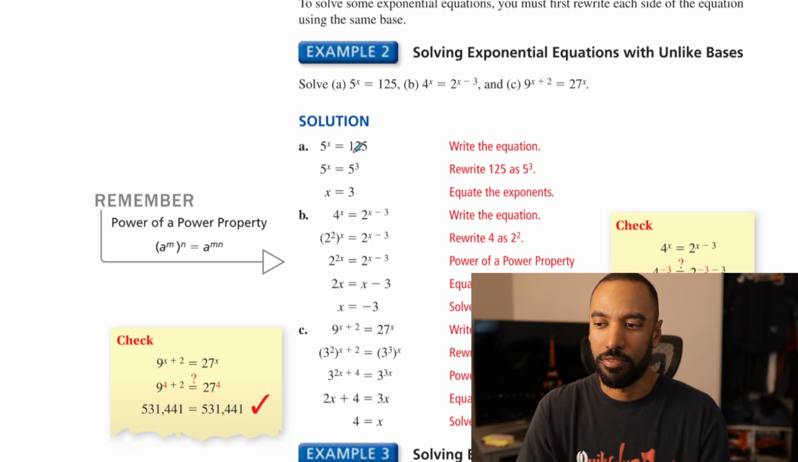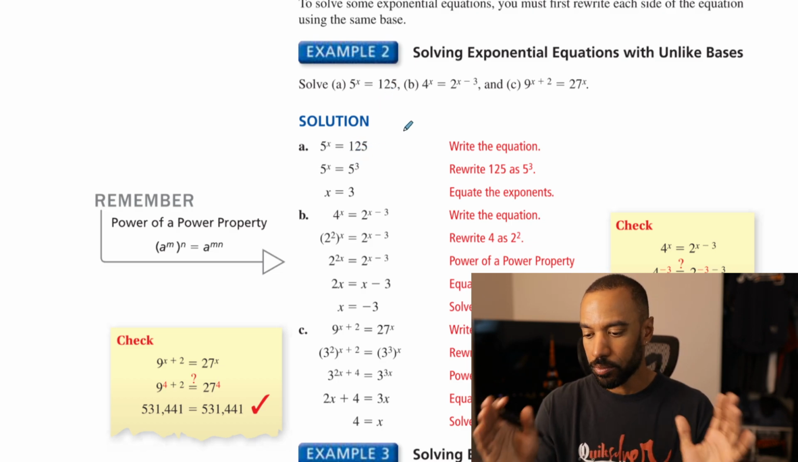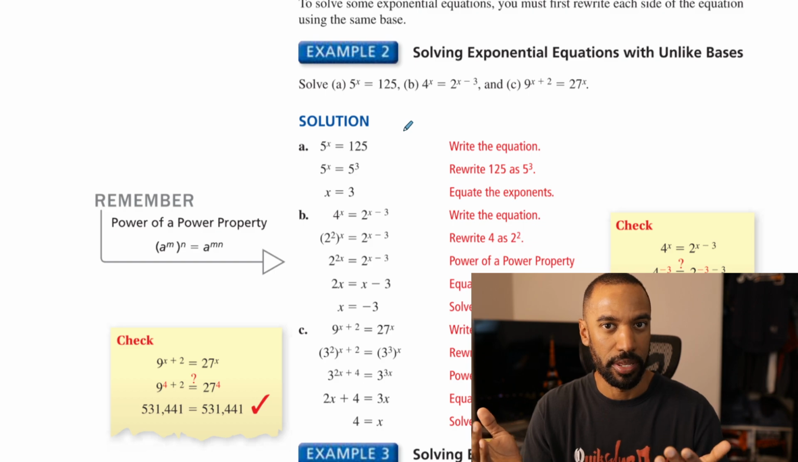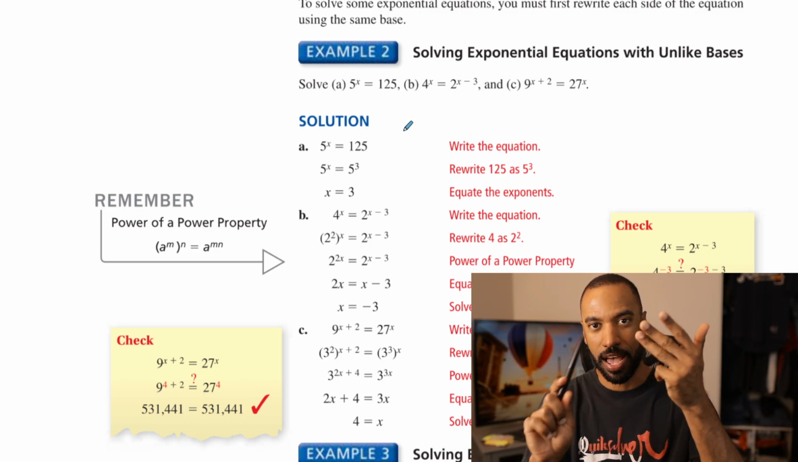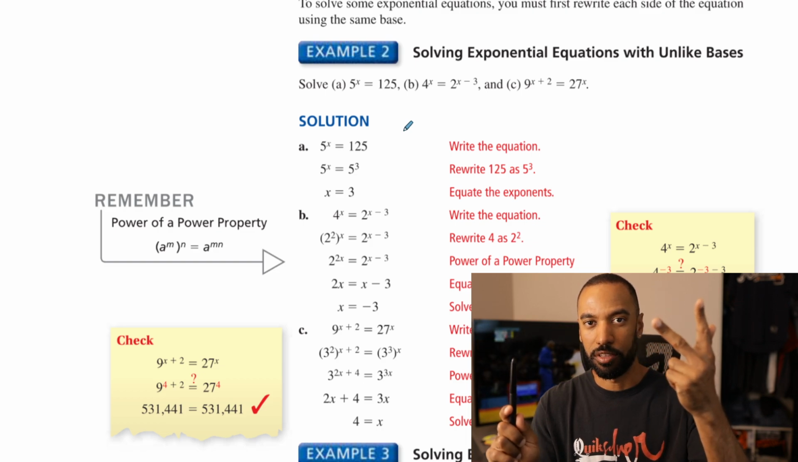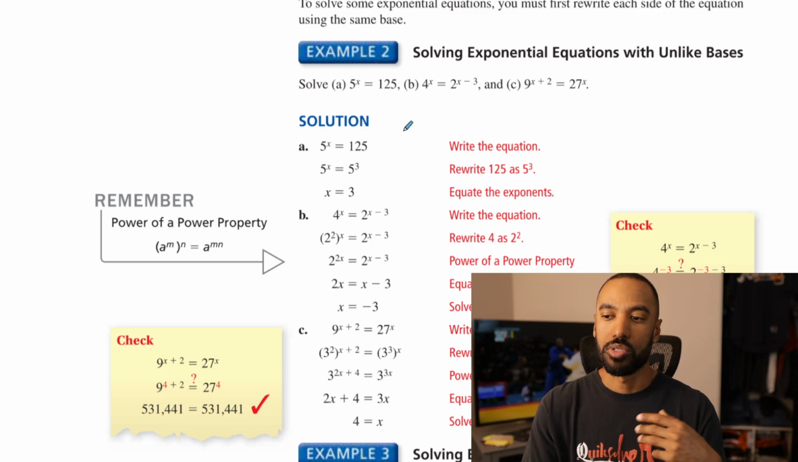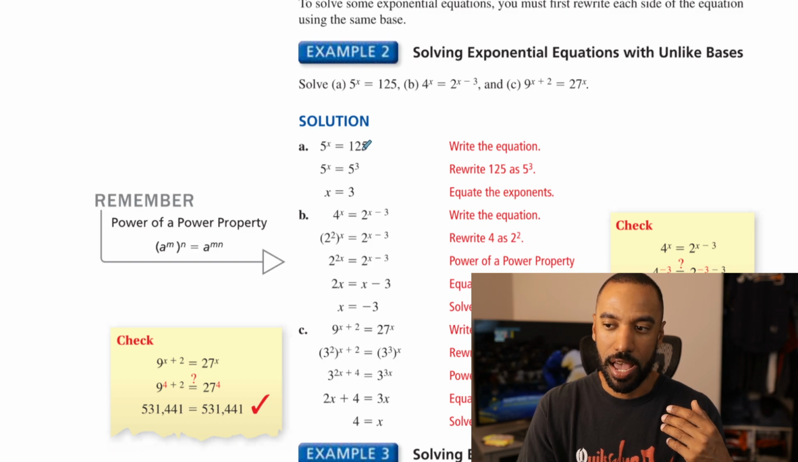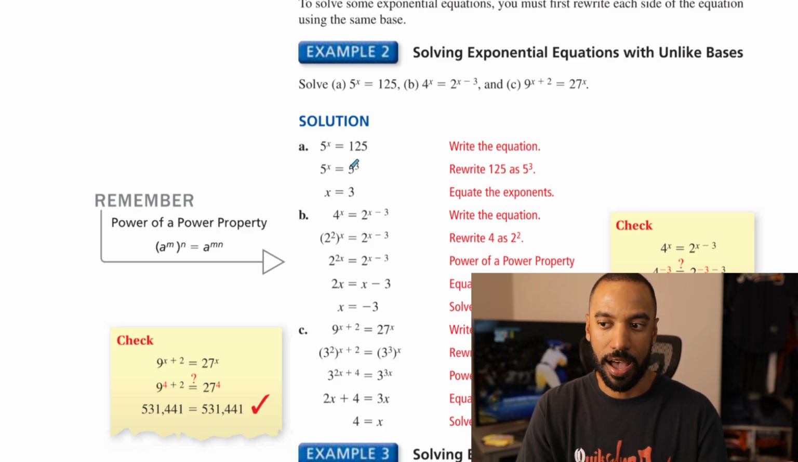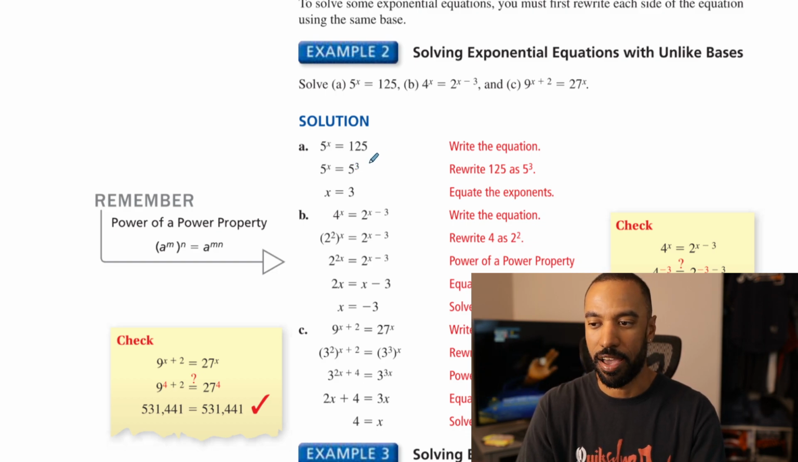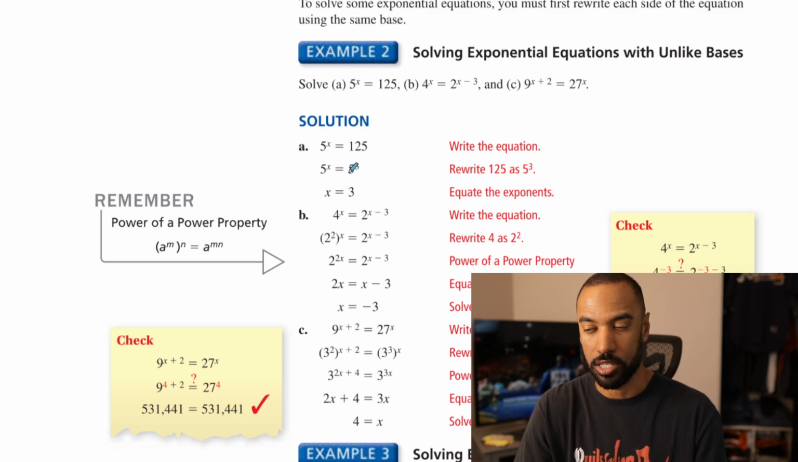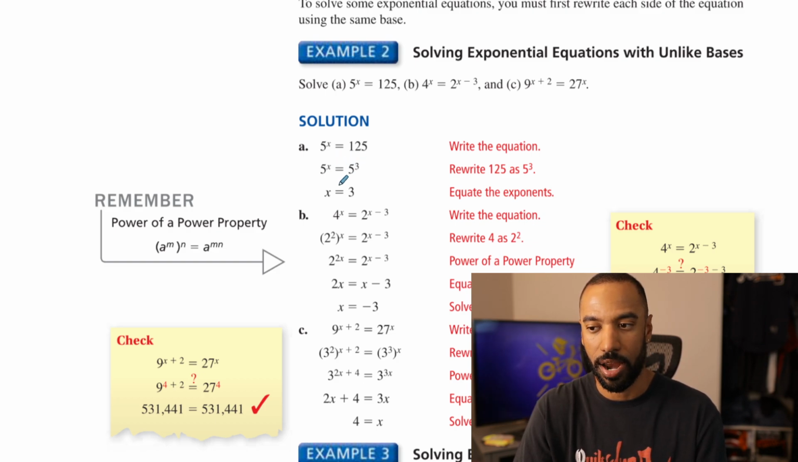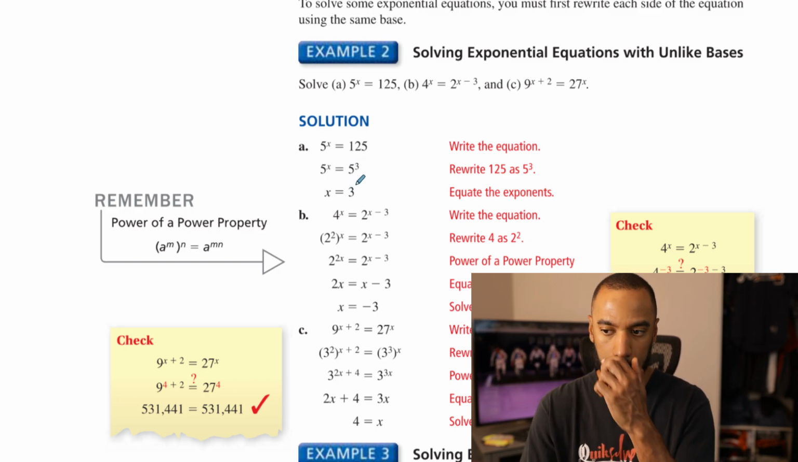So 125 is 5 to the third power. Just as a reminder, an exponent means the number of times that you multiply that number by itself. 5 times 5 times 5. 5 times 5 is 25, times 5 is 125. So it's not 5 times 25, it's not 5 to the 25th power, right? We're not doing 5 times 25, but 5 cubed there. And there's our rewrite. Now that the bases match, we can do exactly what we did before using that property. Therefore, x equals 3. Boom, it's like that.